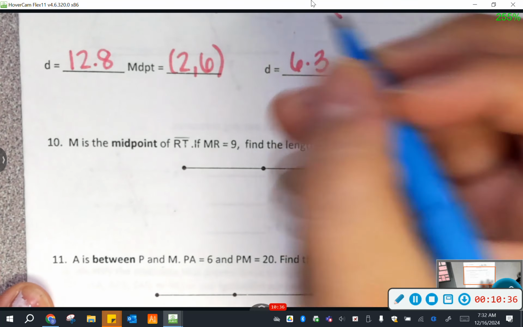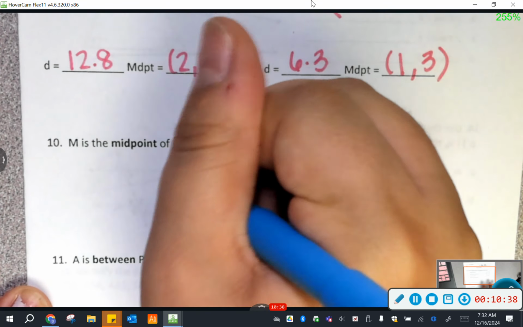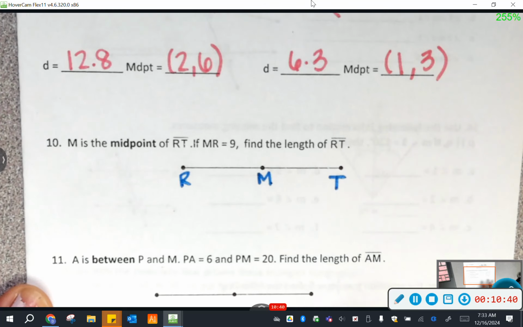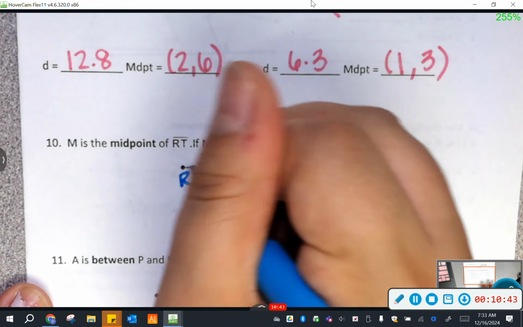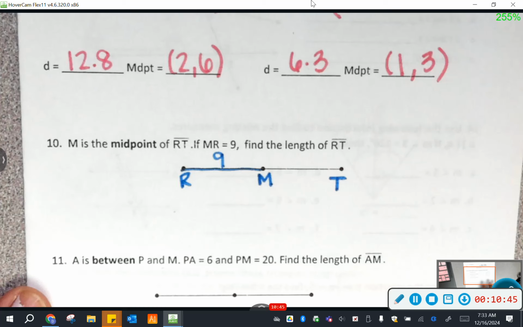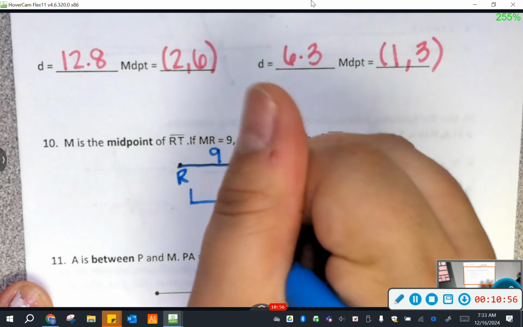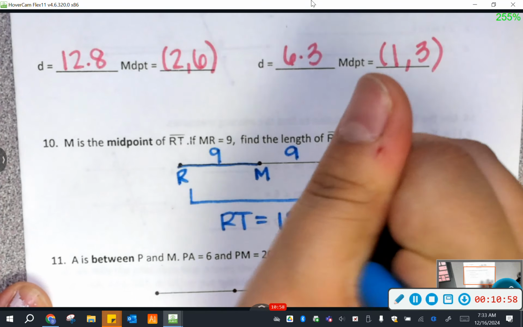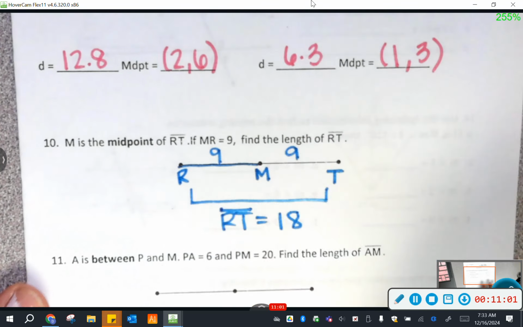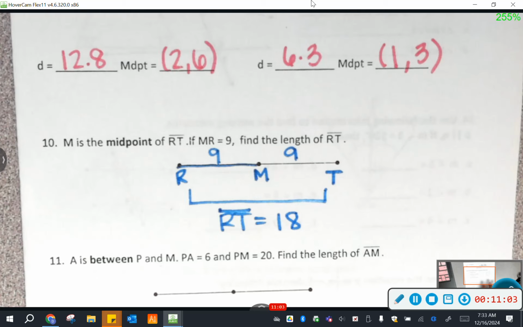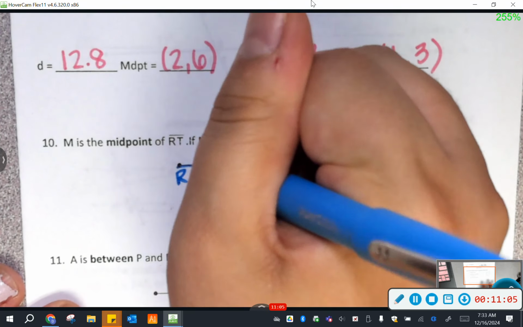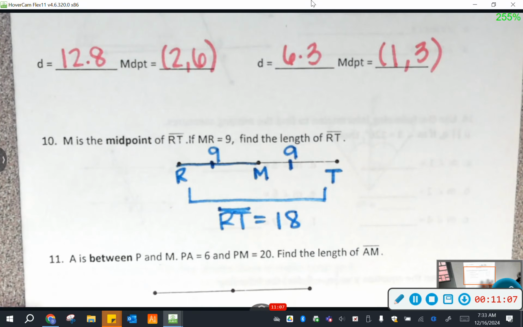M is the midpoint, so I'm going to put M in the middle of RT. If MR is 9, so I'm going to put a 9, what else do I know? What's MT? Also 9. So what is RT? Is that really all you have to do? Yes. If M is the midpoint, then it's in the middle. These two are going to be the same.